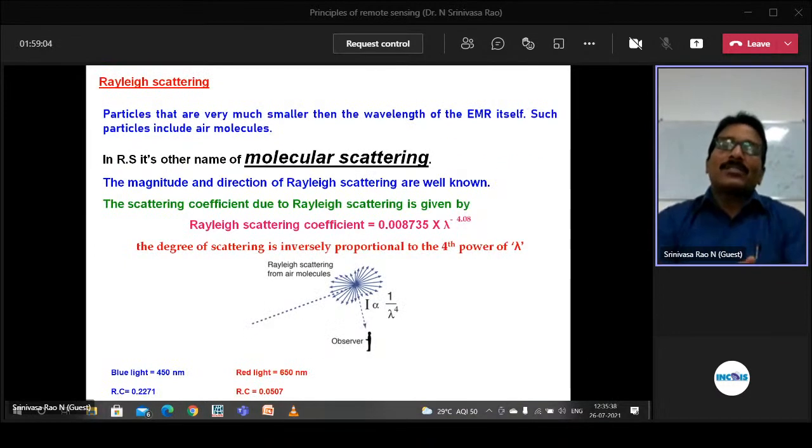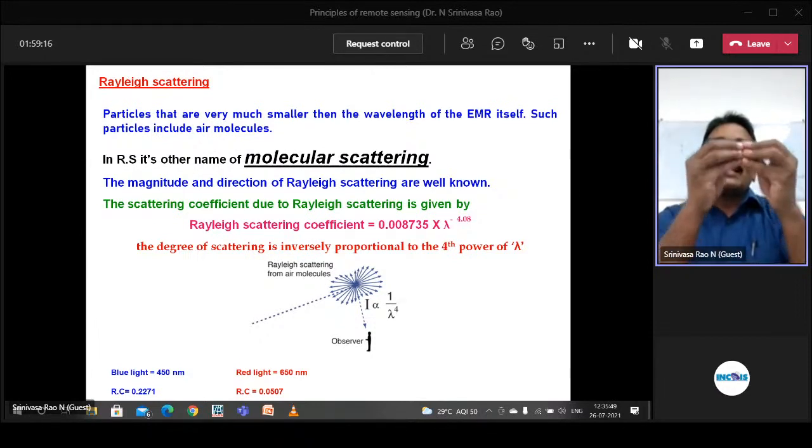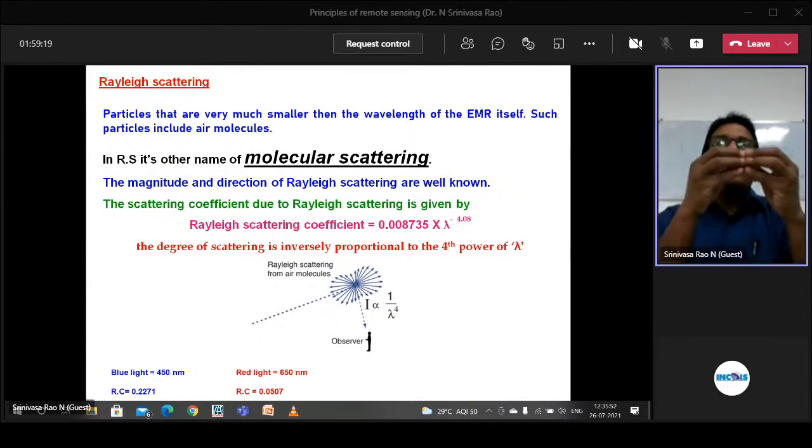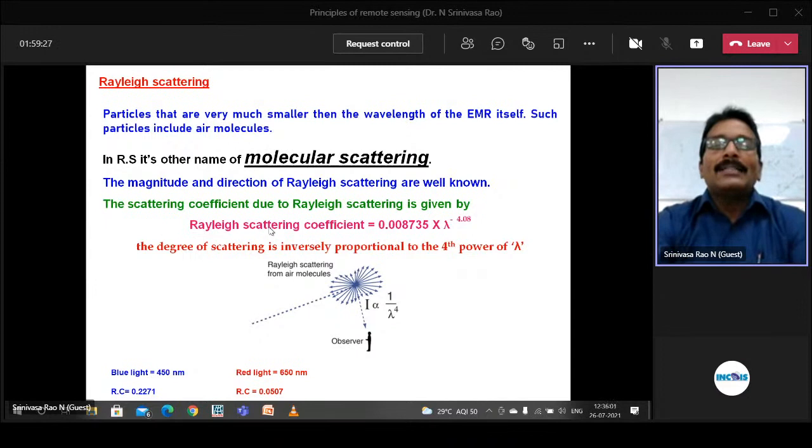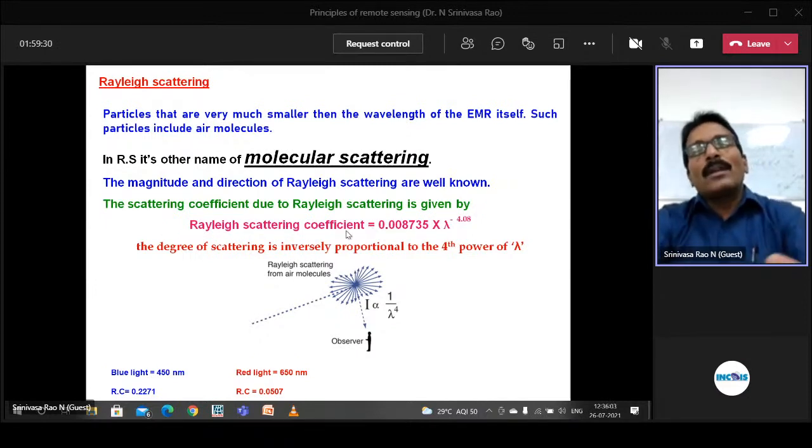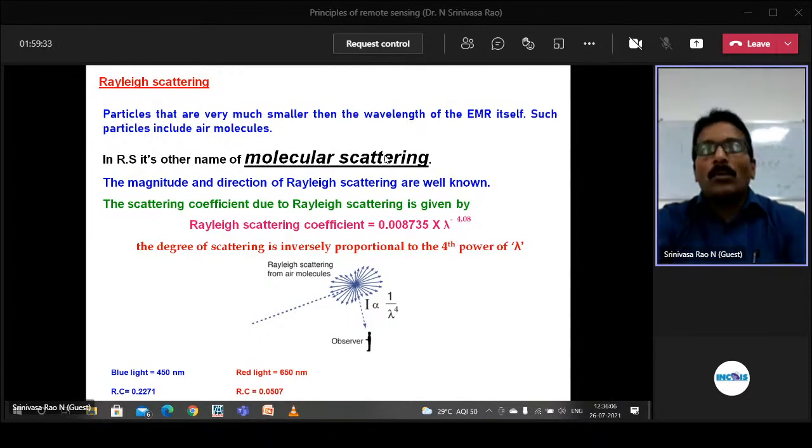Now let us discuss Rayleigh scattering clearly. Don't be confused by this slide; I will simplify it as much as possible. Once light enters the atmosphere, due to the air molecules, we can quantify how much light scatters. That we call the Rayleigh scattering coefficient, the molecular scattering. This is the Rayleigh coefficient: 0.008735 × 10^-4.